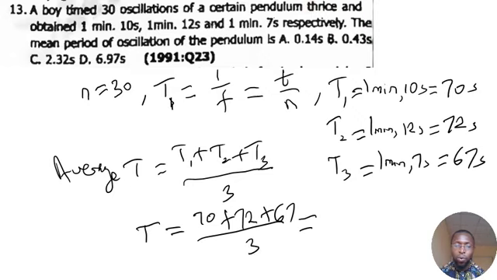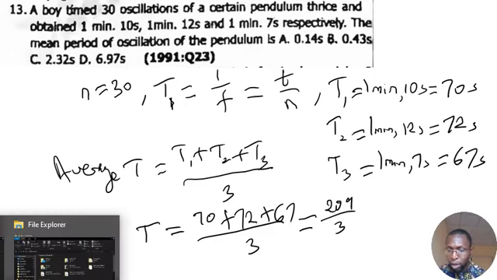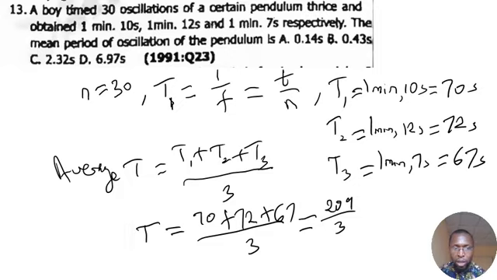Okay, and that will be equal to, let's quickly check the calculator. So 70 plus 72 plus 67, we have 209. So we have 209 as our numerator here, 209 divided by 3. When we divide this by 3, that will give us 69.6. Okay, that's giving us 69.6.